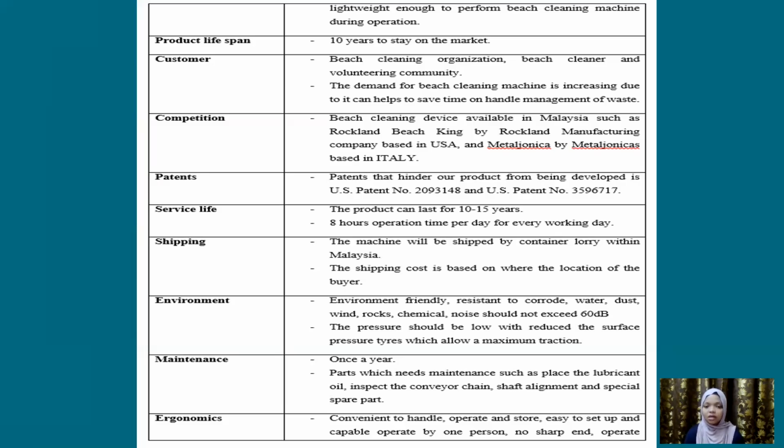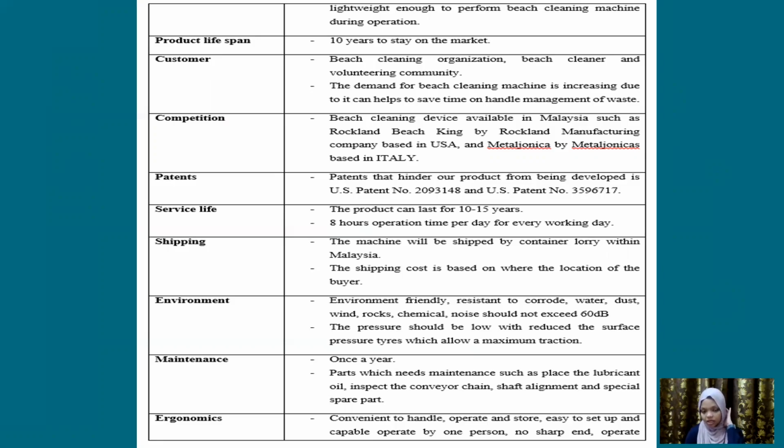For the environment, this machine is environment friendly, resistant to corrosion, water, dust, wind, rocks, and chemicals, and noise should not exceed 60 dB. The pressure should be low, with reduced surface pressure tires, which allow maximum traction. For maintenance, the machine has to be maintained once a year, and the parts which need maintenance are the places to lubricate or inspect, such as the conveyor chain, shaft alignment, and special shaft parts.